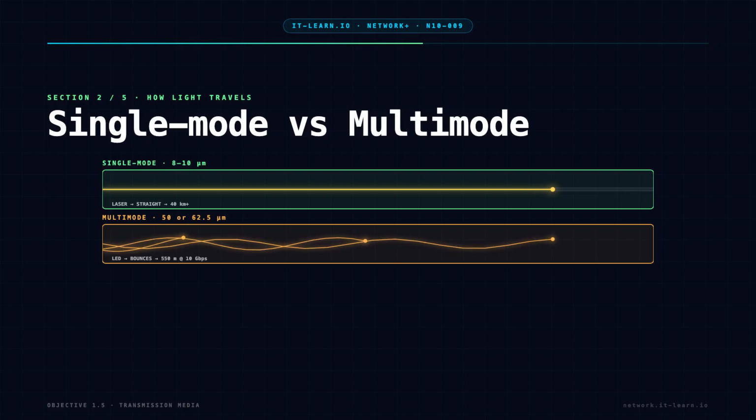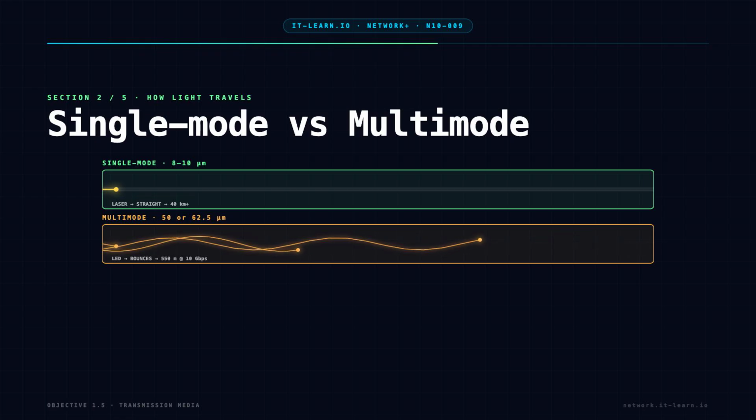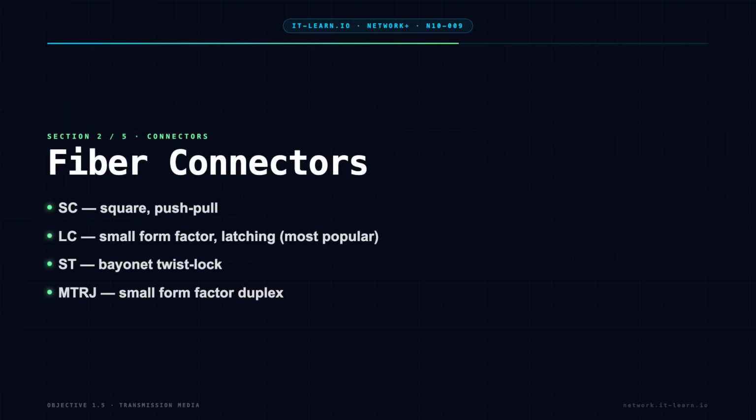Fiber optic connectors come in several types. The SC connector, or subscriber connector, uses a push-pull mechanism and has a square shape. The LC connector, or lucent connector, is a smaller form factor that uses a latching mechanism. LC connectors are very popular in modern deployments. The ST connector, or straight tip, uses a bayonet-style twist-lock mechanism. The MTRJ, or mechanical transfer register jack, is a small form factor duplex connector.